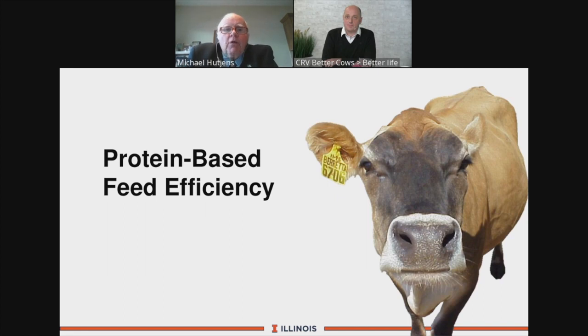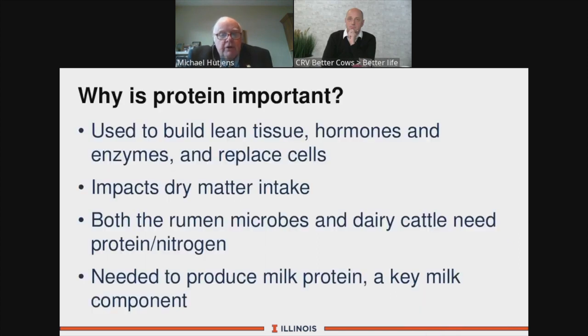And that's kind of where all the action is now. We are going to start looking at this one now, folks. So this is kind of the new stuff that I'd like to challenge you with, and that is what we call protein-based feed efficiency. And like we did before, let's ask a couple of questions on that.